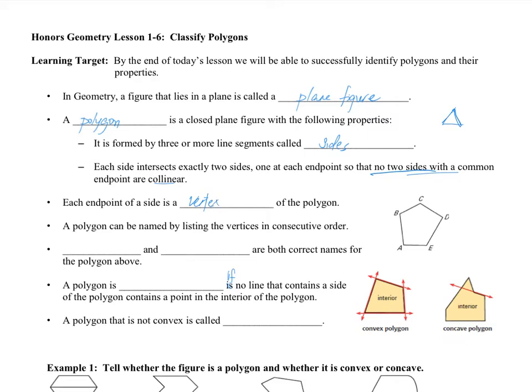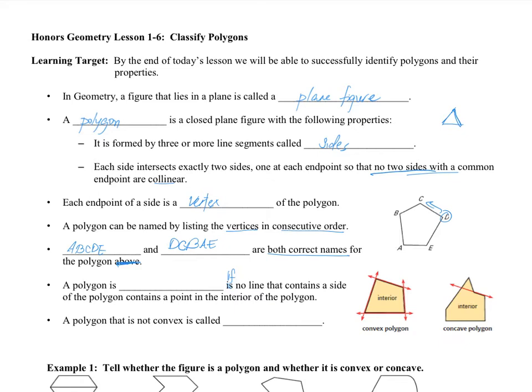of the polygon. A polygon can be named by listing the vertices, plural for vertex, in consecutive order. So what this means, I can name this polygon to the right as A, B, C, D, E, or I can begin with D and move to C, to B, and then to A, and then to E. And they are both correct names for the polygon to the right.